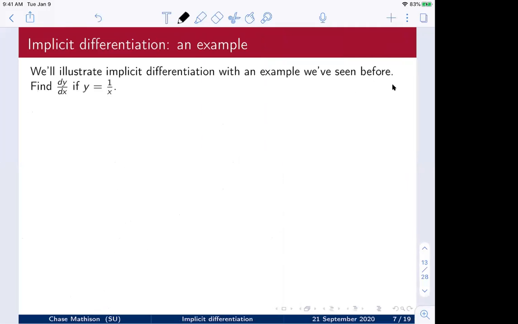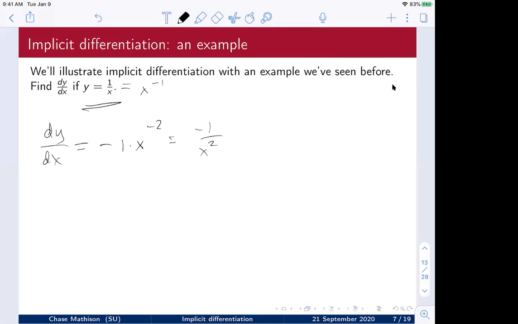So first, if y is equal to 1 over x, which is just x to the minus 1, then dy/dx is what? This should be old hat. You guys know this. There's no funny business here. What's the derivative of x to the minus 1 with respect to x? Negative 1 times x to the negative 2. Perfect. So negative 1 over x squared.